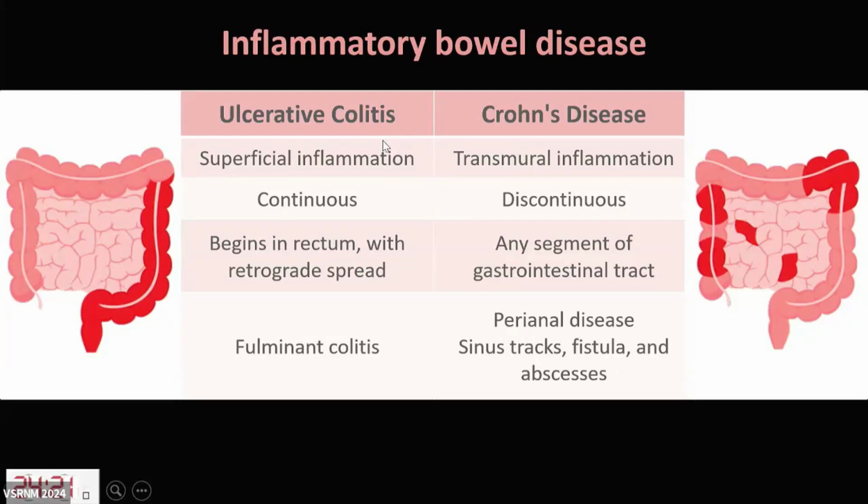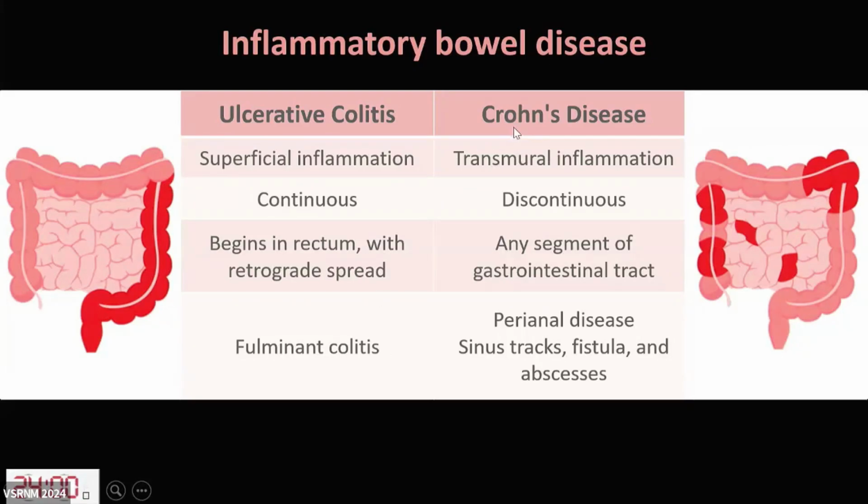One is ulcerative colitis. It is a superficial inflammation of the mucosa, and it is a continuous inflammation that begins in the rectum with retrograde spread. It may have a complication of fulminant colitis.